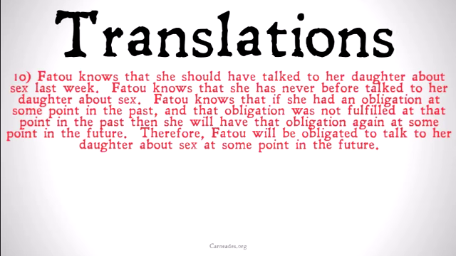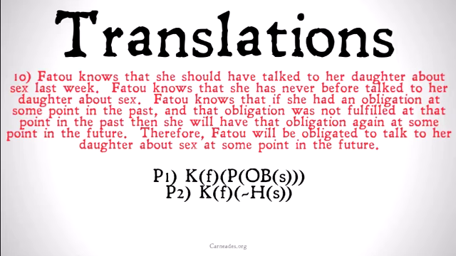All right. Finally, Fatu knows that she should have talked to her daughter about sex last week. So Fatu knows that at some point in the past, it was obligatory that she talk to her daughter about sex. There exists some specific point in the past when she should have talked to her daughter about that. Once again, go to our obligations eternal looking at deontic and temporal logic if you want a better understanding of why we've put them in that order. Fatu knows that she has never talked to her daughter about sex before, so Fatu knows that it's not the case that she's talked to her daughter about sex.